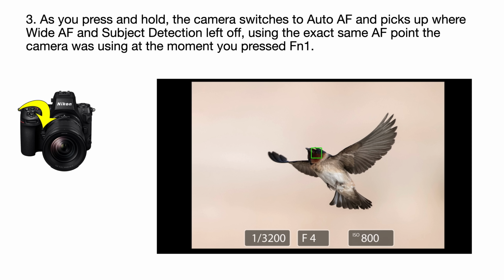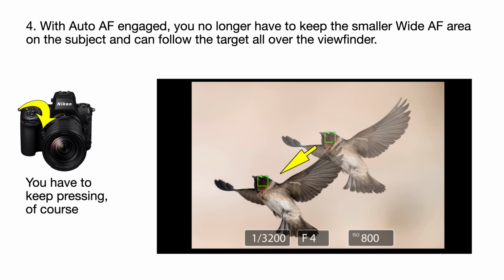and subject detection left off, again, using the exact same AF point the camera was just using at the moment you pressed FN1. 4. With auto AF engaged, you no longer have to keep the smaller wide AF area on the subject and can follow the target all over the viewfinder. Also, when the conditions are met, handoffs are automatic. No need to worry about some special camera technique or anything.